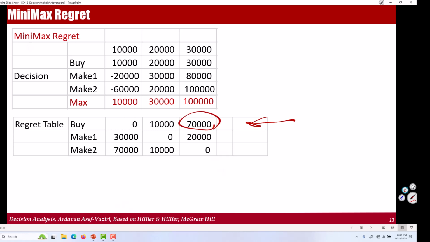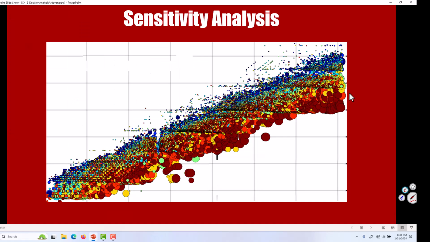Maximum regret is 70,000 here. Maximum regret is 30,000 here. Maximum regret is 70,000. Therefore, it is alternative make 1 that minimizes the maximum regret. Minimization of maximum regret. This concludes the first piece of my talk on decision tree analysis.